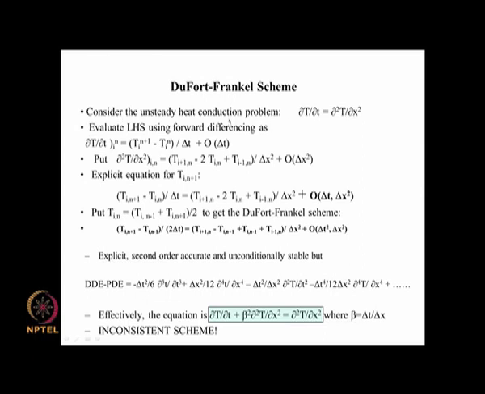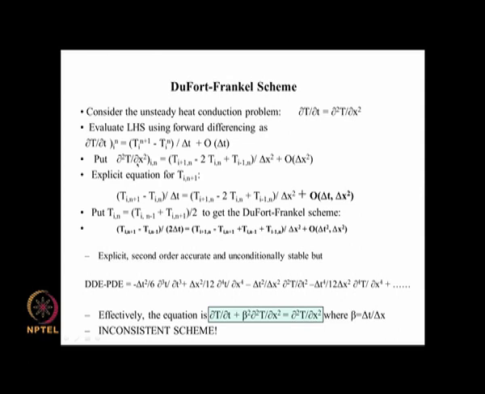Consider this unsteady heat conduction problem, where we are given ∂T/∂t = ∂²T/∂x², where capital T is the temperature and small t is obviously the time, and the thermal diffusivity alpha, which comes here, is taken to be 1, does not matter. This is the partial differential equation, and we can use first order forward in time for ∂T/∂t at (i, n). It is given as (T_i^(n+1) − T_i^n)/Δt plus terms of the order of Δt. The right hand side is evaluated explicitly using a central difference scheme.